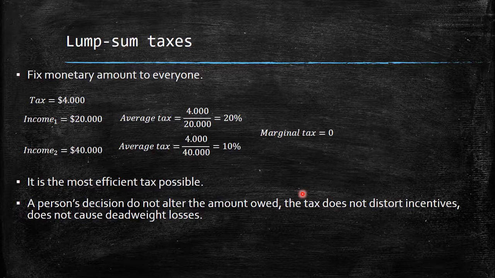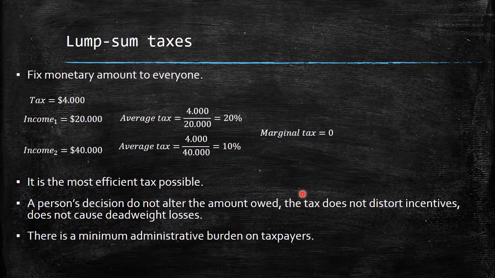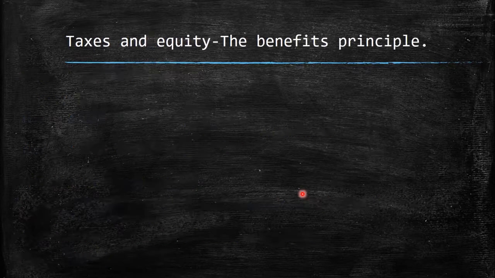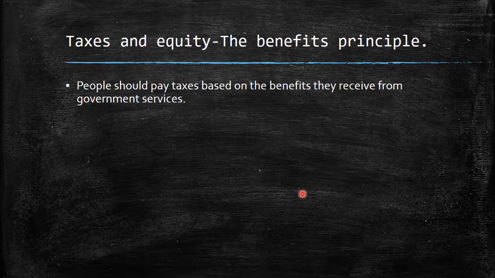So here, as we said before, the tax does not distort incentives. And actually, there is a minimum administrative burden on taxpayers as well, but it's not the most equitable. Okay, equity problem. So we have different theories to work on taxes and equity. The first one is the benefits principle. In the benefits principle, basically people should pay taxes based on the benefits they receive from government services.